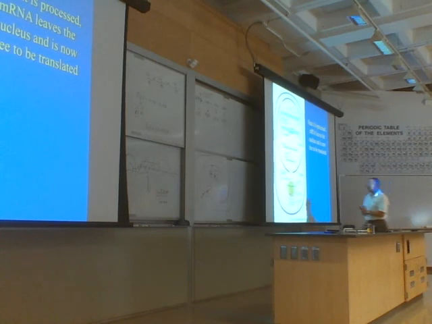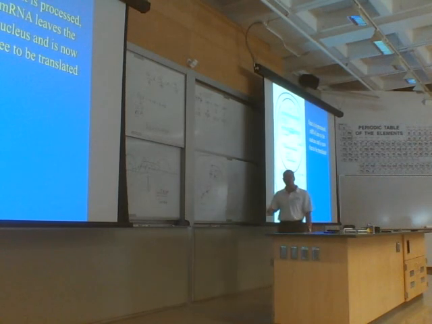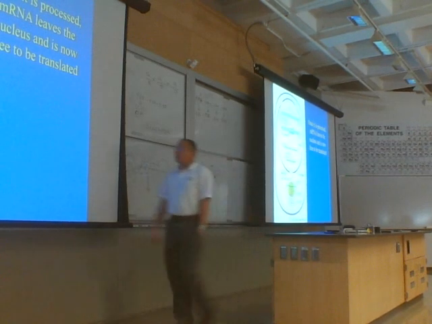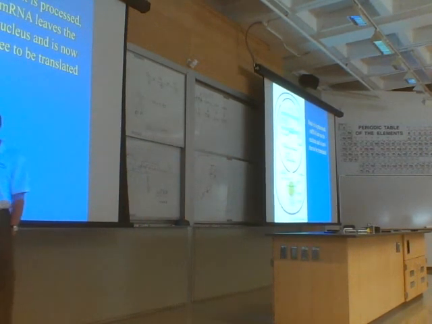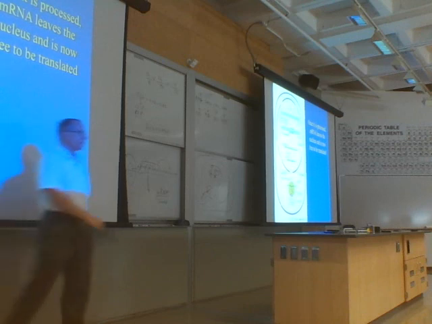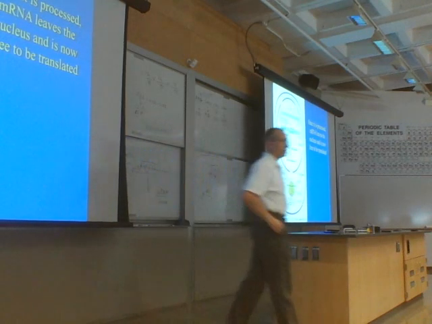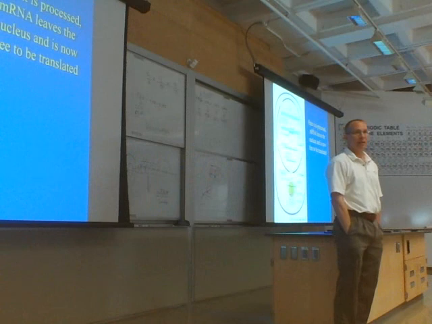So that's the process. Now, once you've got that messenger RNA outside in the cytosol, what I then need to do is take one of these guys, which is a ribosome, bind to it, and start using that information to make the protein. And that's what we'll talk about on Wednesday.